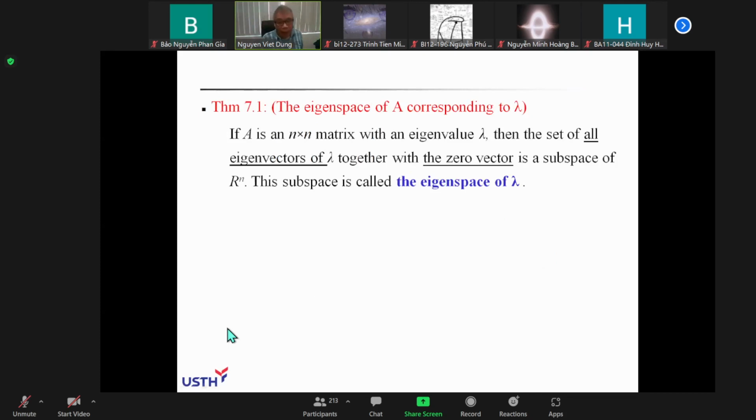And that one I don't think we studied already. Now suppose that A is a square matrix of order n, and suppose that we fix an eigenvalue lambda of A. Then the set of all eigenvectors of lambda together with the 0 vector is a subspace of Rn, and we call that subspace the eigenspace of lambda. I insist that here we need to add the 0 vector to the set of all eigenvectors. Why? Because for an eigenvector we require that it must be non-zero, but a subspace always contains the 0 vector, so we need to add that here. You can see it by example later.